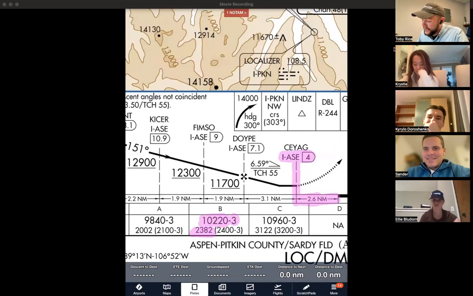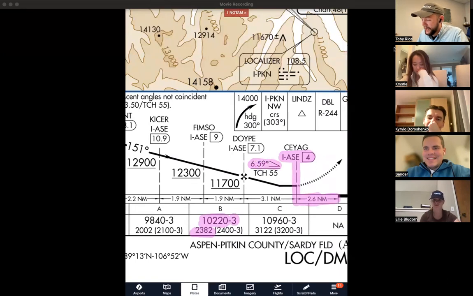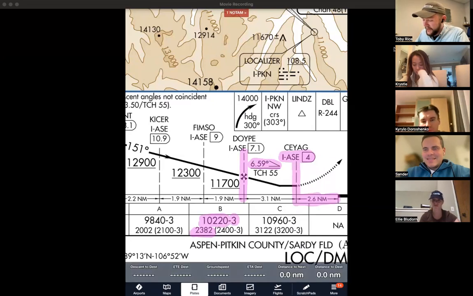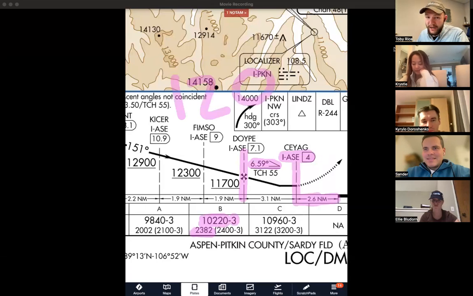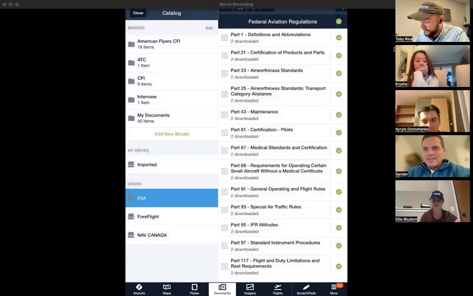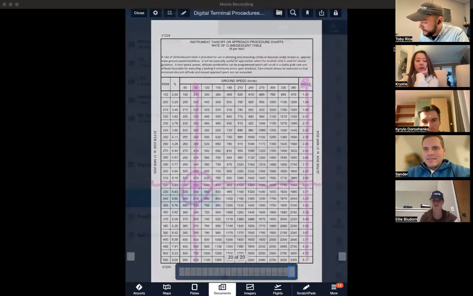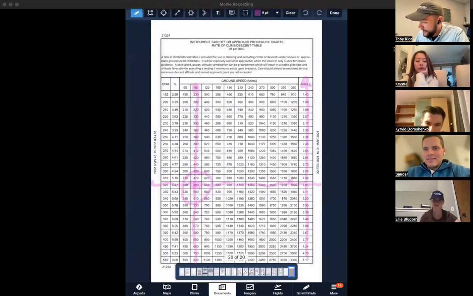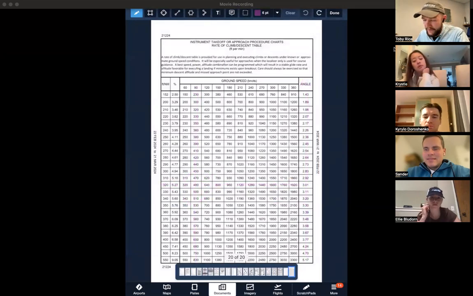And check this, 6.59 degree glide angle from the final approach fix. It's very steep. And if we look at that 6.59, I'm flying the Citation at 120 knots ground speed. Technically, it's probably closer to 130, but let's just say 120 to make the math easy. I can go to Documents in ForeFlight, FAA, Digital Terminal Procedures, and I go to the very end where it shows my climb rate to descent table. It's the very last page on ForeFlight. This is for the FAA stuff. I find my ground speed of 120.